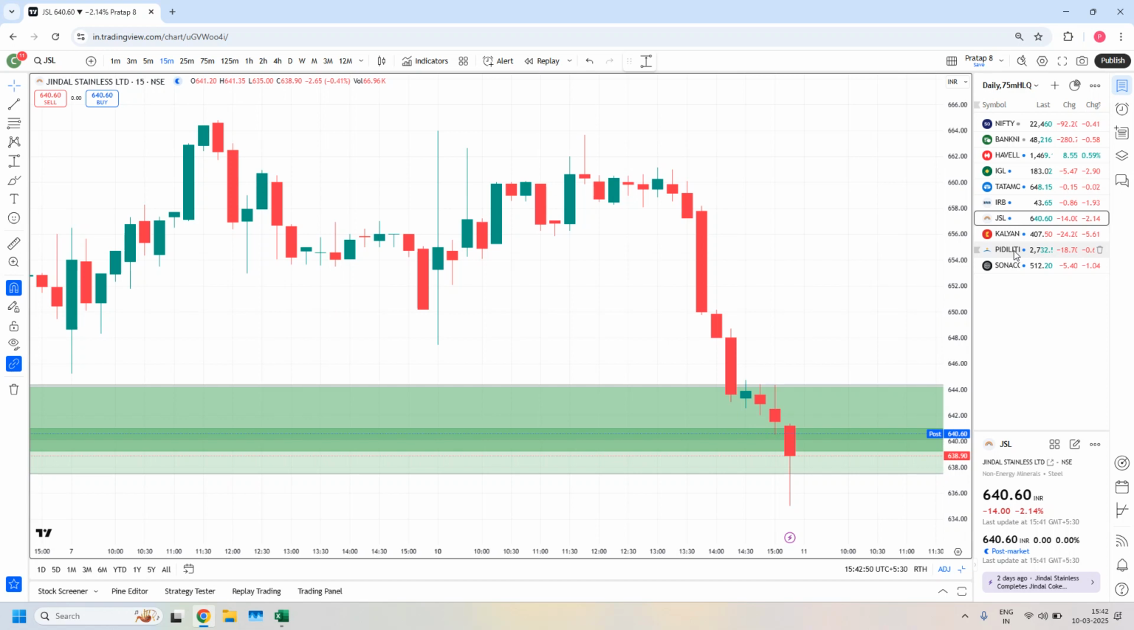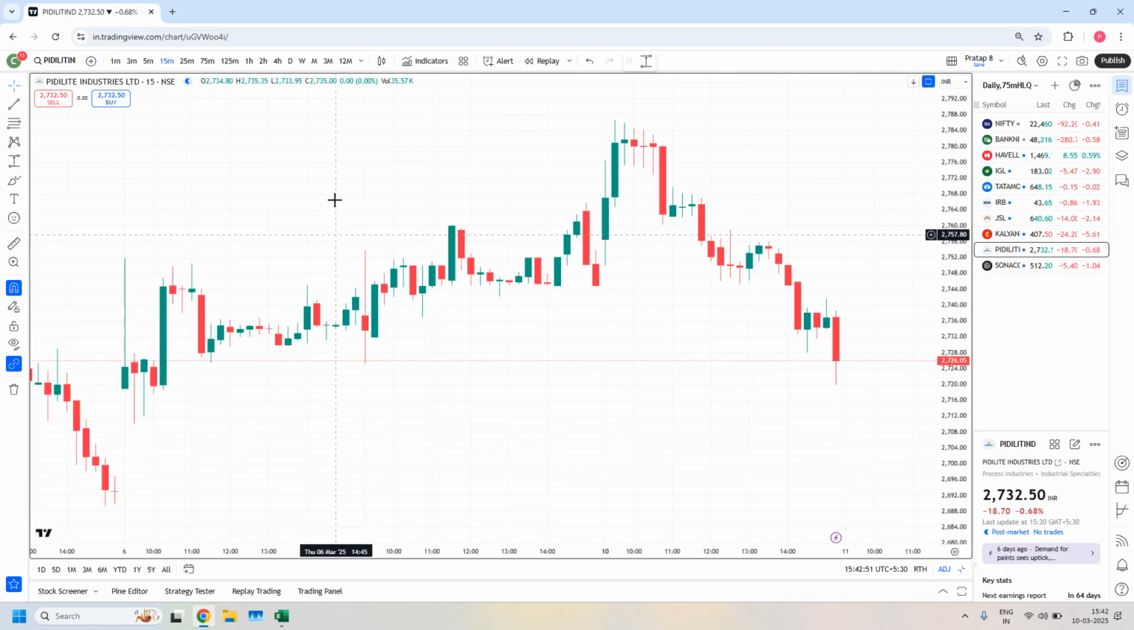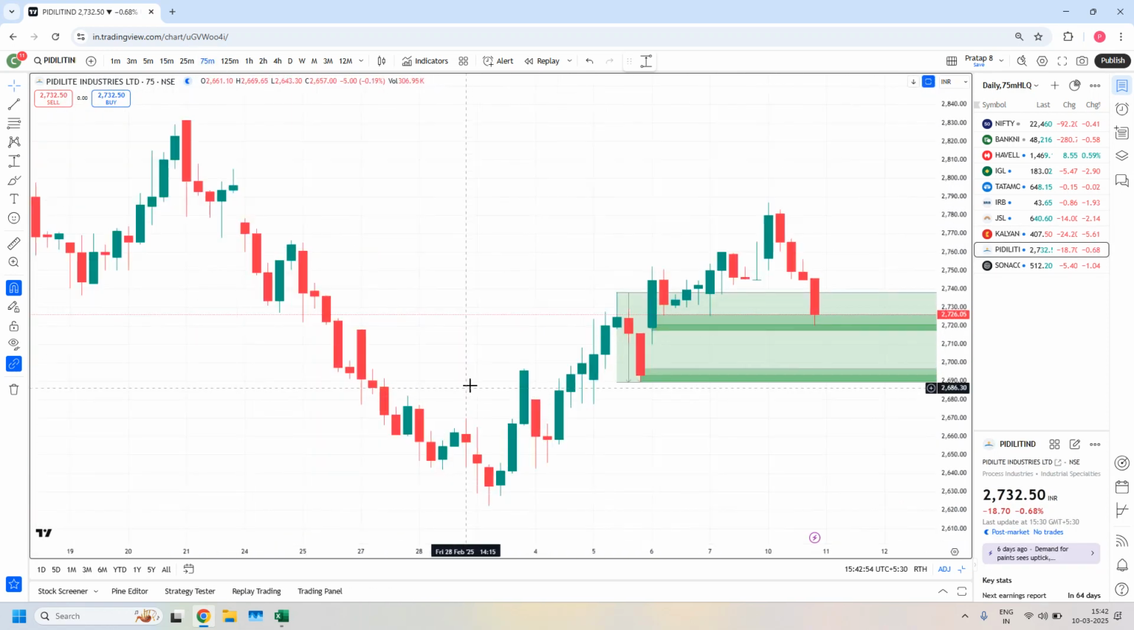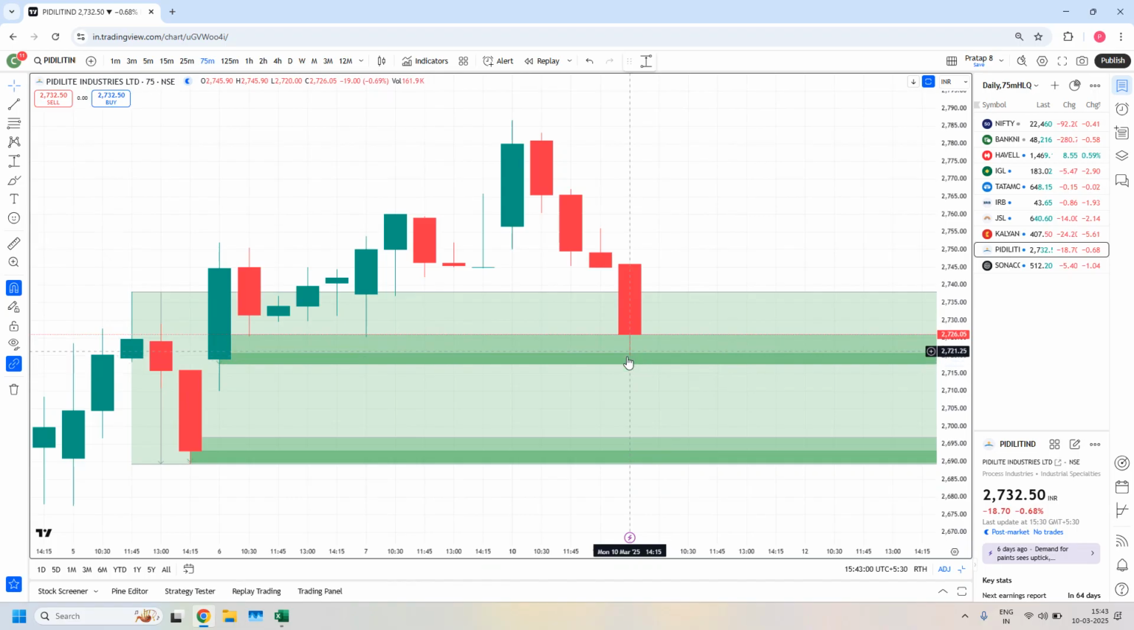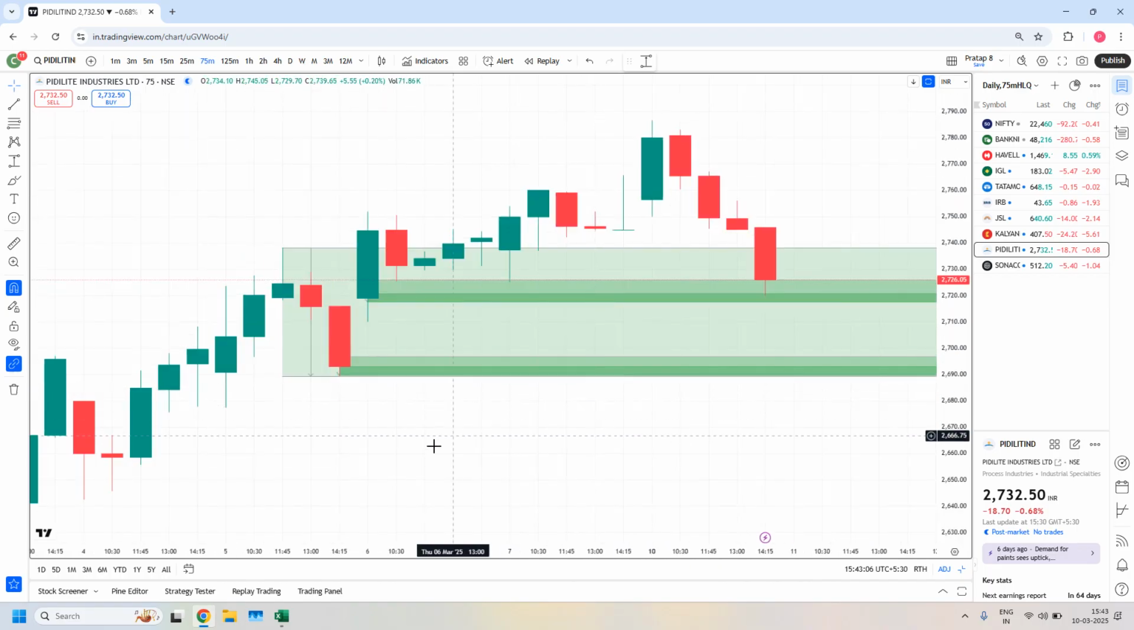Kalyani Jewelers we discussed, and Pidilite Industries. This is also a 75-minute demand zone. Okay, before I started this video recording, this zone was not tested. Now it is tested, which means maybe in the last 5-10 minutes prices entered this area. But we will see. It has 2 fine-tuned order flows.